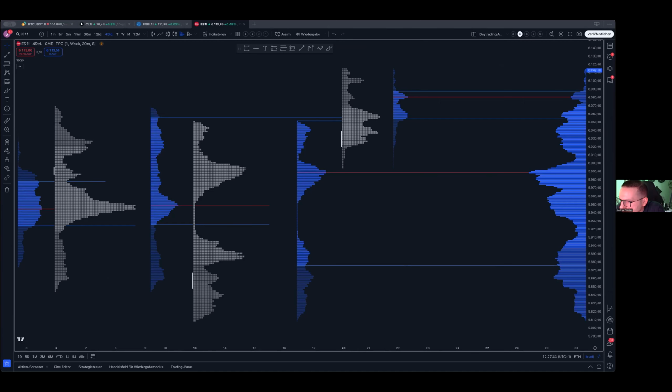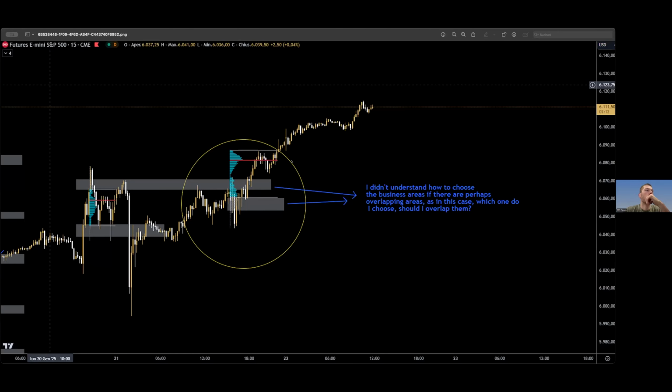Yes, there's an image from Julio. We can go through that. So there's a picture, and that one's loading. The first one is cancelled. I can still show it, I can share it with you. The second one loaded, just the first one is not loading. I think it's easier. So I didn't understand how to choose the business areas if there are perhaps overlapping areas, as in this case.